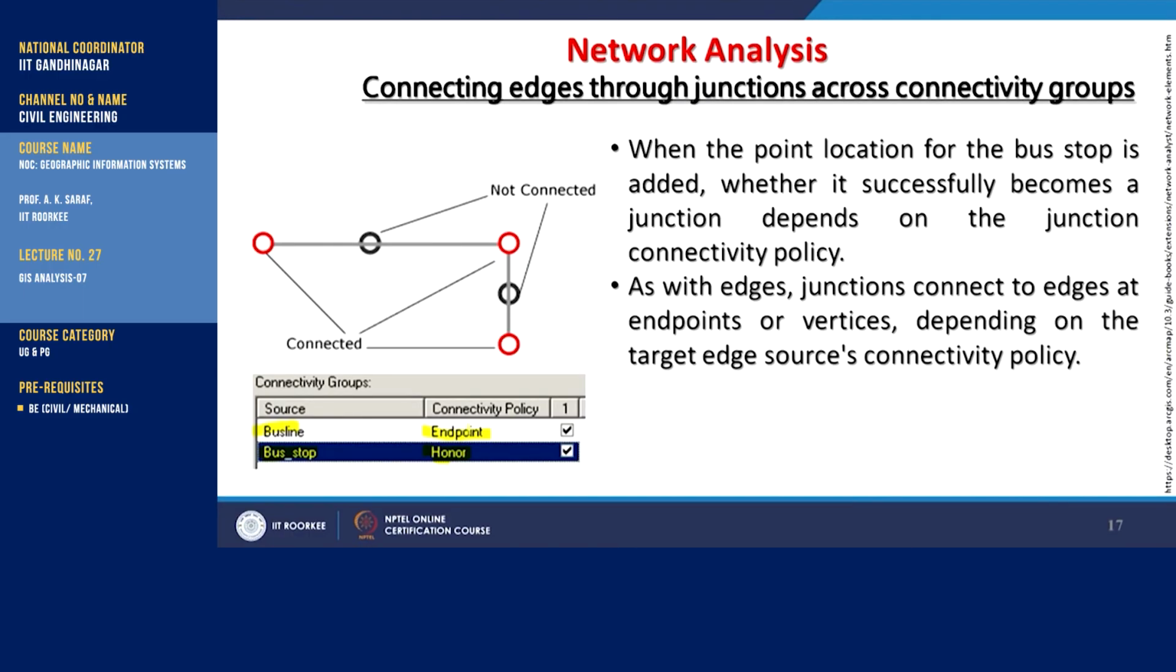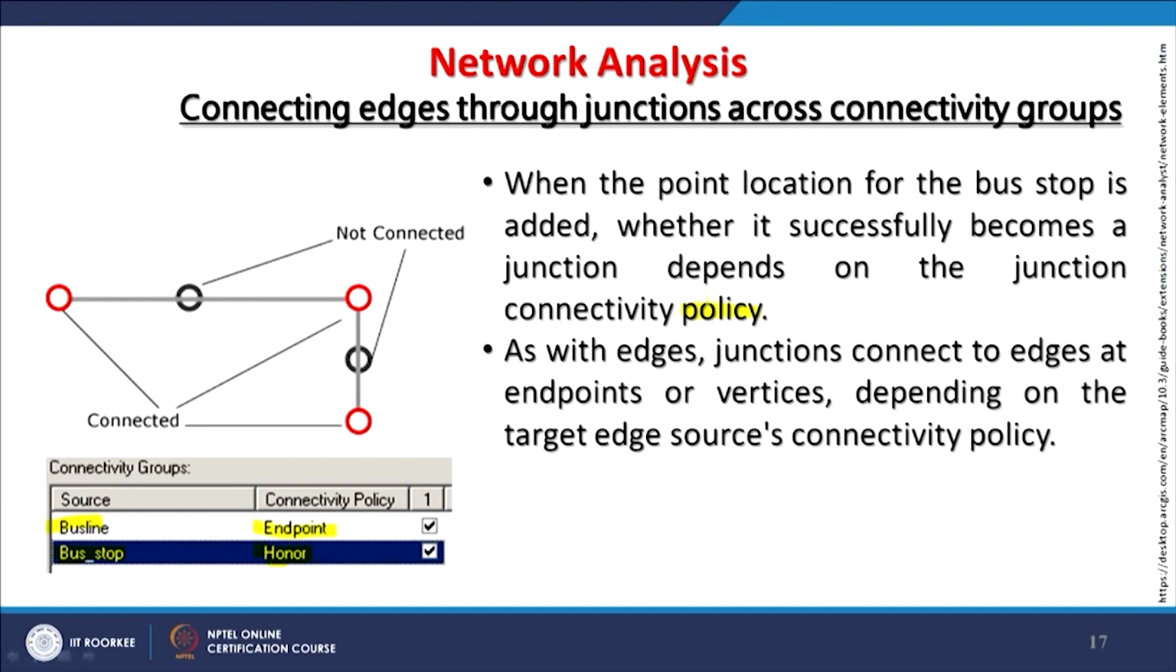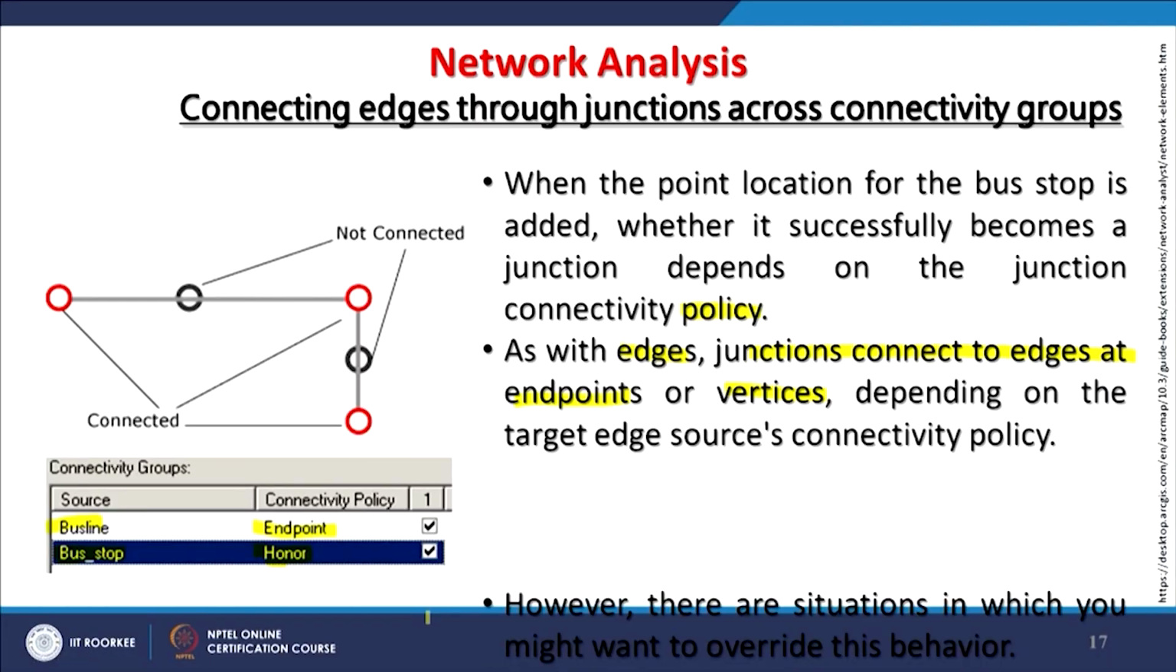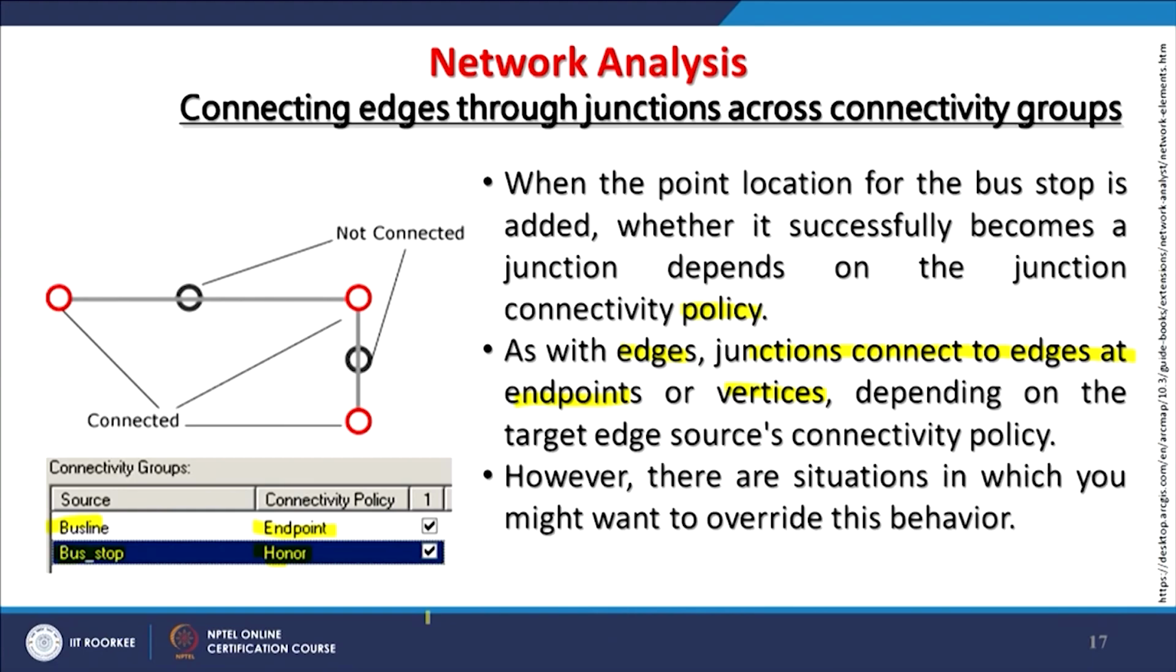And these policies which I am talking about are not policies made by some administration. These are the policies within your network GIS database. So, we have to define policies for how these junctions or other multimodal systems will work. As with edges, junctions connect to edges at endpoints or vertices, and this will depend on the edge connectivity policy. So, a lot of declaration to the system has to be done: this is what I want, this is what I do not want, and that basically becomes our policy.